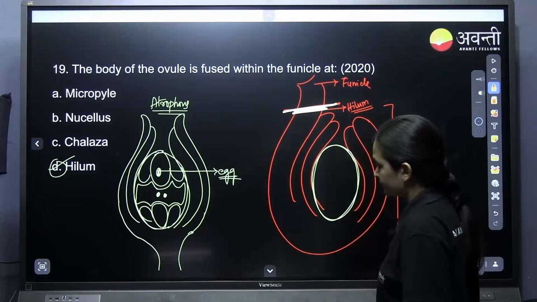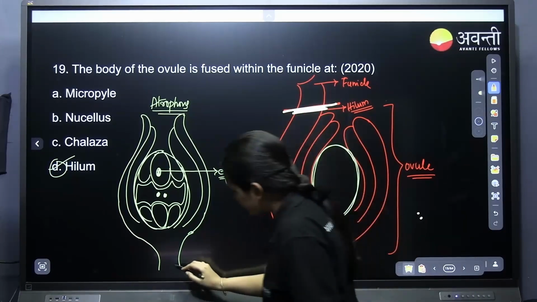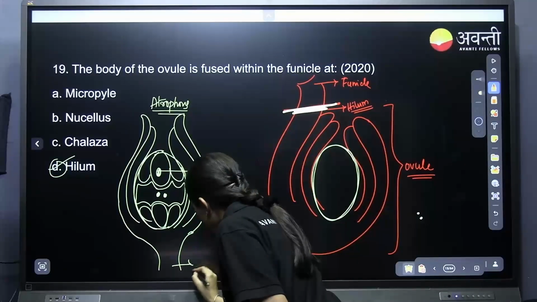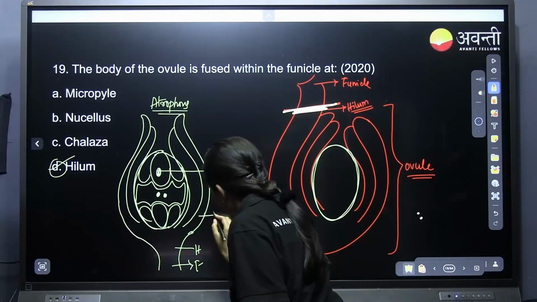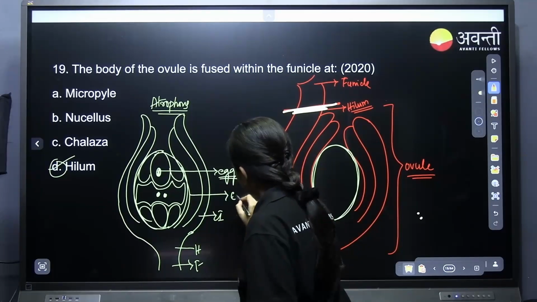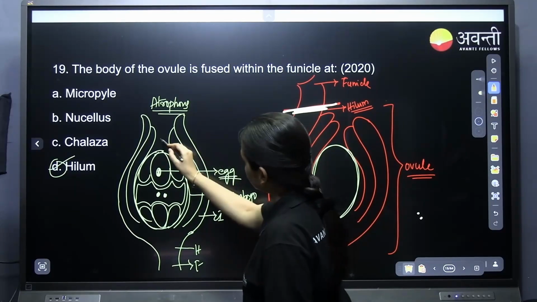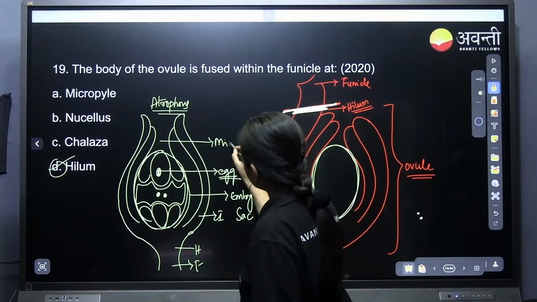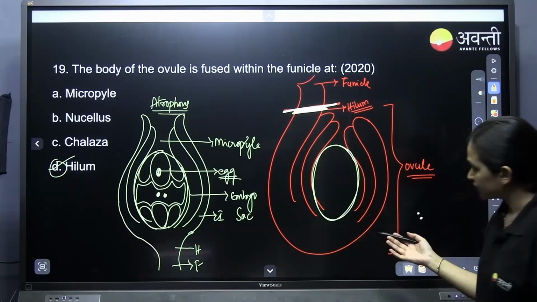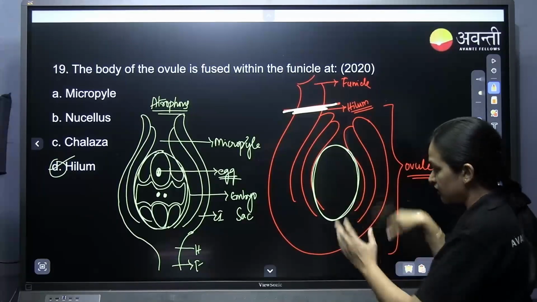If this is an ovule, this is where it is connected to the placenta, that is the funicle. Here the funicle is here, the hilum is here, these are integuments, and this whole thing is the embryo sac. This is the egg, and this is the micropyle. In this, it is turned 360 upwards.